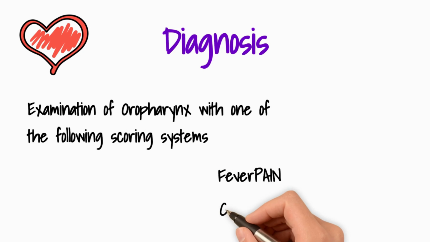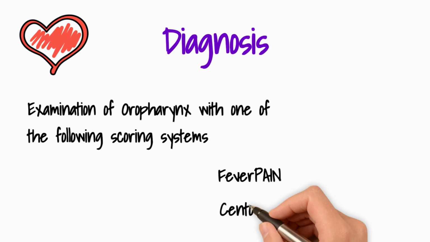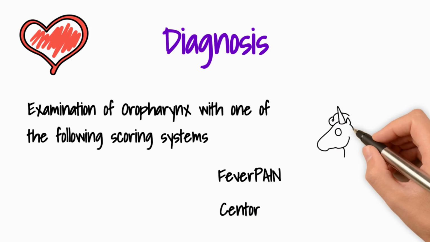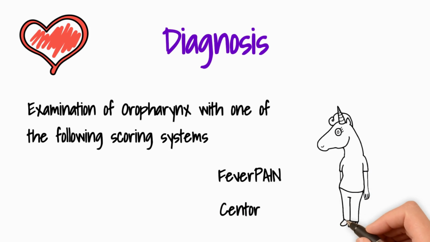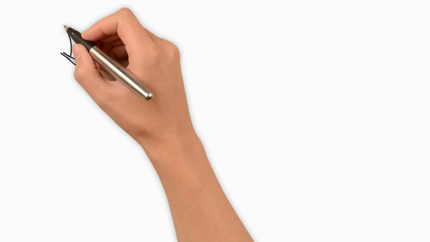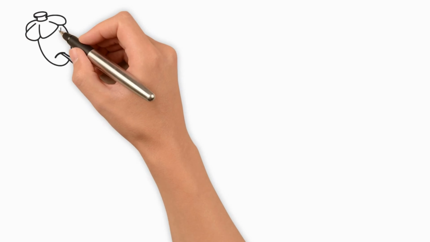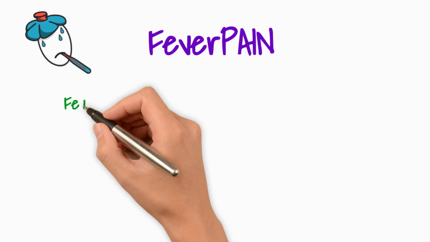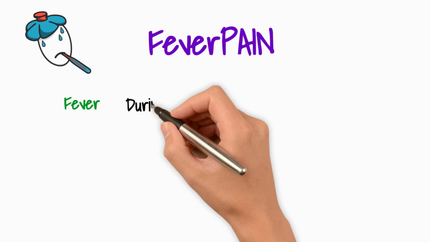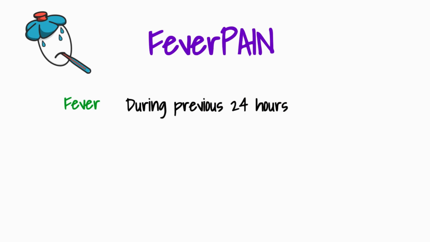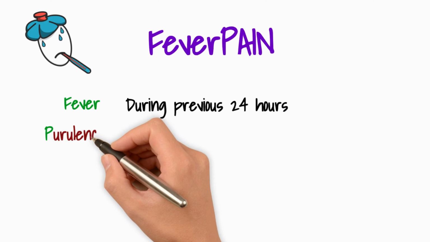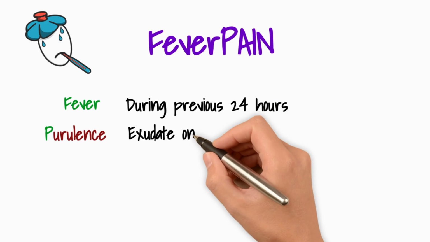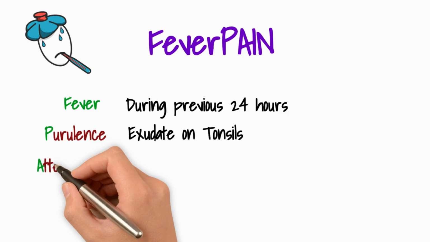We use the FeverPAIN scoring system in our pharmacy. But there is also the Centor scoring system. This will give us a severity score and the likelihood that antibiotics are needed. So what does FeverPAIN stand for? These are the criteria that we use, and remember it's a scoring system. So the Fever stands for fever during the previous 24 hours that was above 38 degrees. Purulence or exudate. Attend rapidly within 3 days of symptom onset.